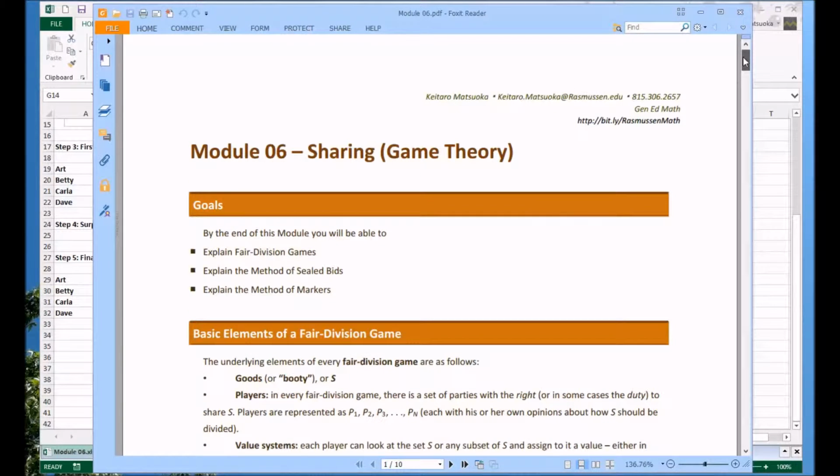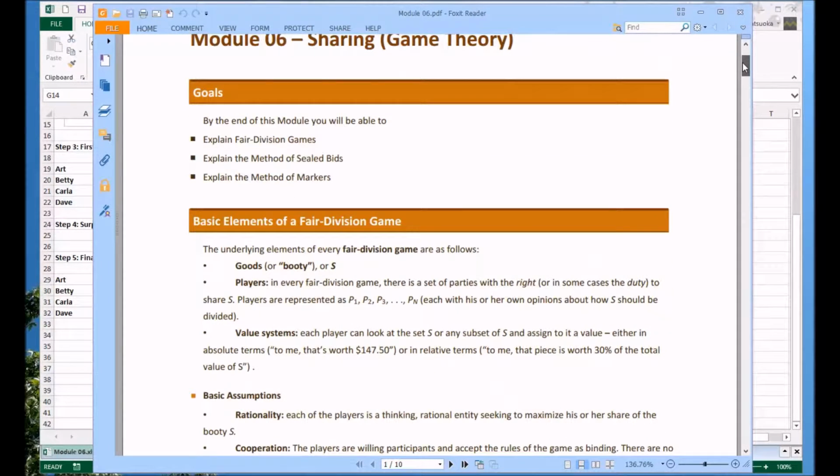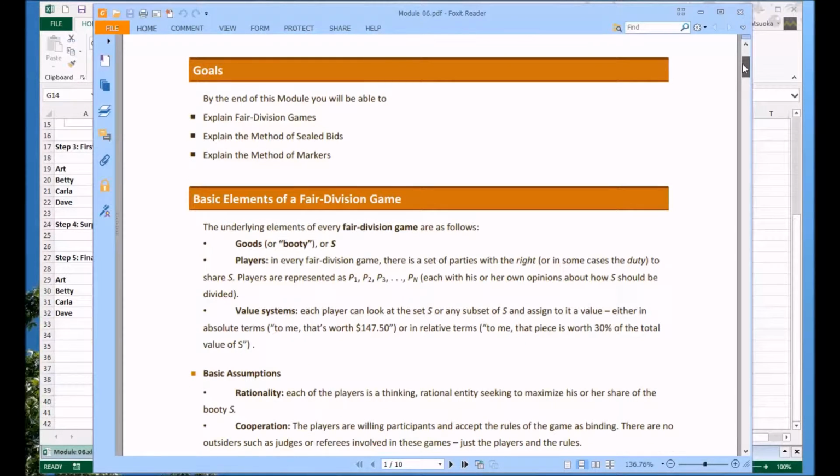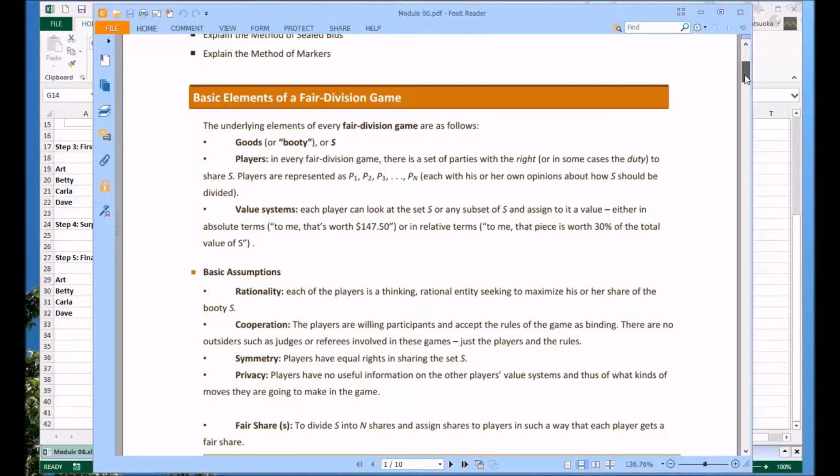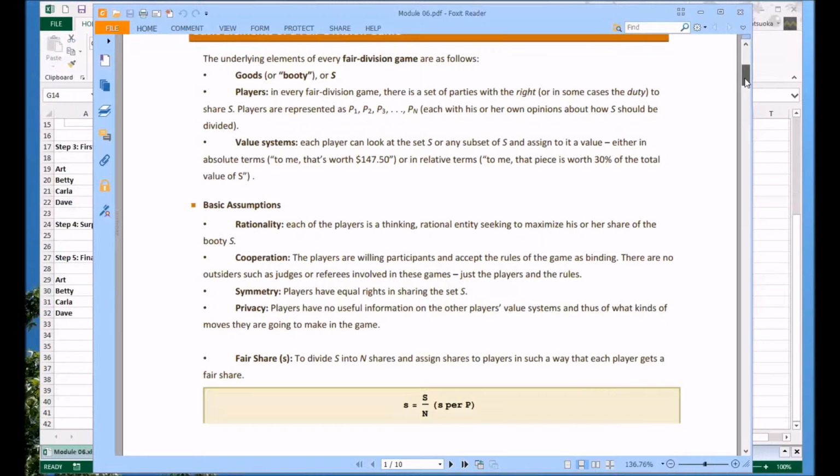Here are some highlights. The goods, or set S, is the booty. The players are represented by P, so P1, P2, P3: player 1, player 2, player 3. Capital N represents how many players there are. The value systems are in either absolute terms or relative terms. We assume each player is rational, that they'll cooperate with each other, that each player has equal rights to share in the set S, and privacy, meaning that the players don't know what other players are going to be doing.